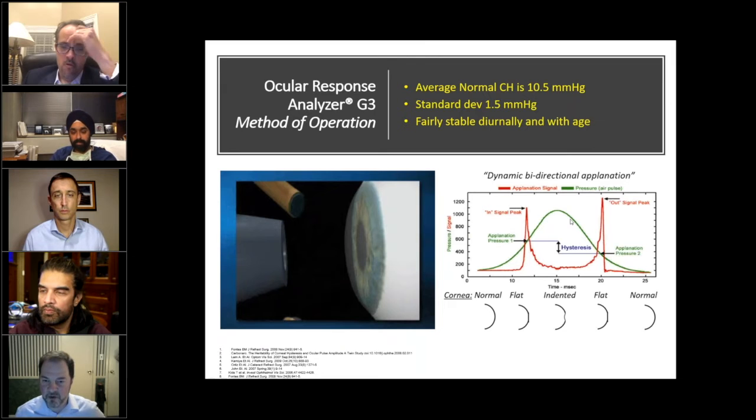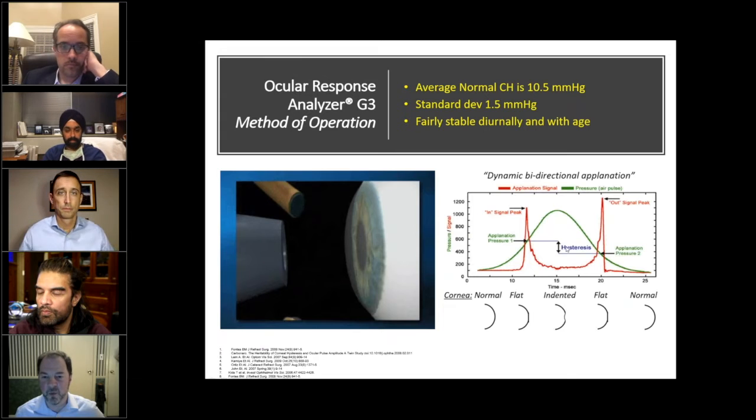The green curve there represents the rise and fall of the force function placed on the cornea by the air jet. It's a symmetrical increase and decrease of force. The red curve represents the optical system. The two peaks you see are the inward and the outward applanation events, when the cornea becomes flat on the way in and the way out.